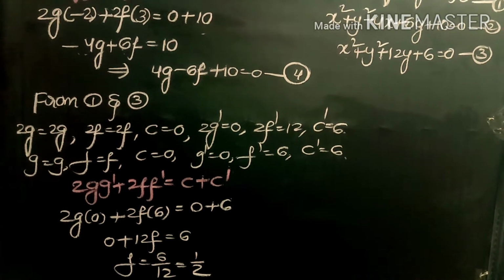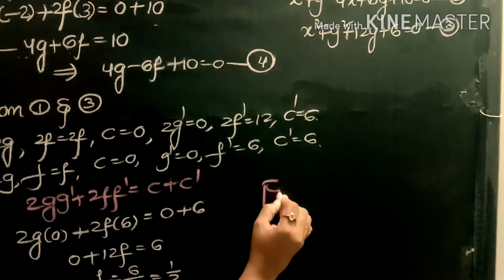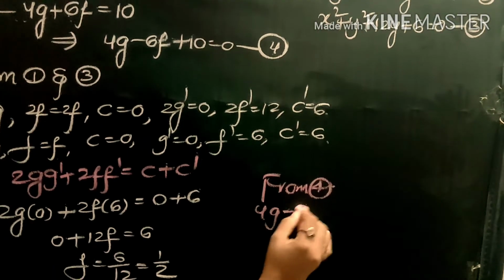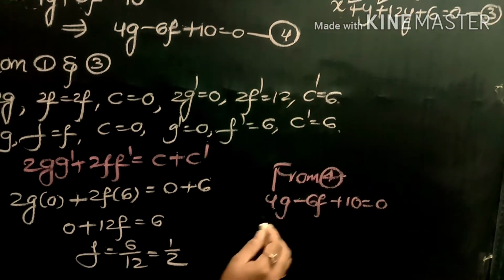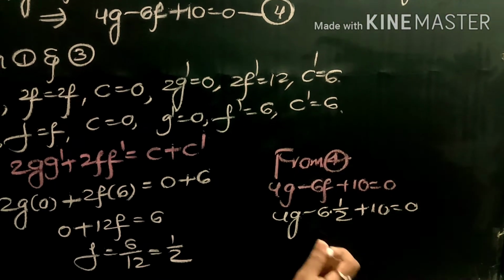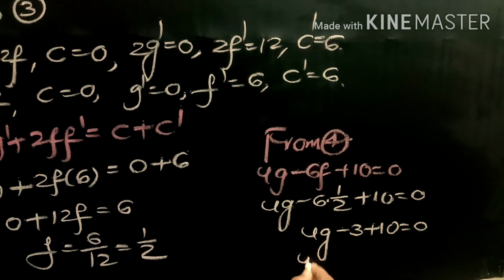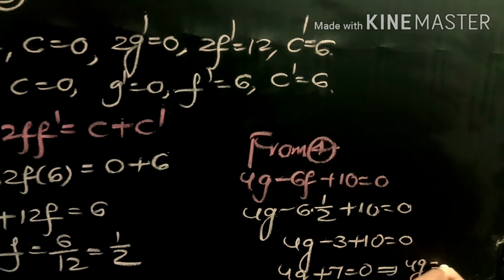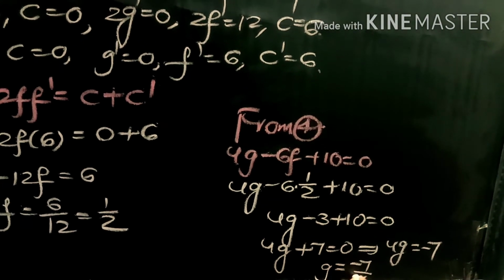Now we are replacing this f is equal to 1 by 2 value in the fourth equation. From the fourth equation, we have 4g minus 6f plus 10 is equal to 0. Replacing f value, 4g minus 6 into 1 by 2 plus 10 equal to 0. That is, 4g minus 3 plus 10 equal to 0. 4g plus 7 equal to 0. Then 4g is equal to minus 7. Then g is equal to minus 7 by 4.